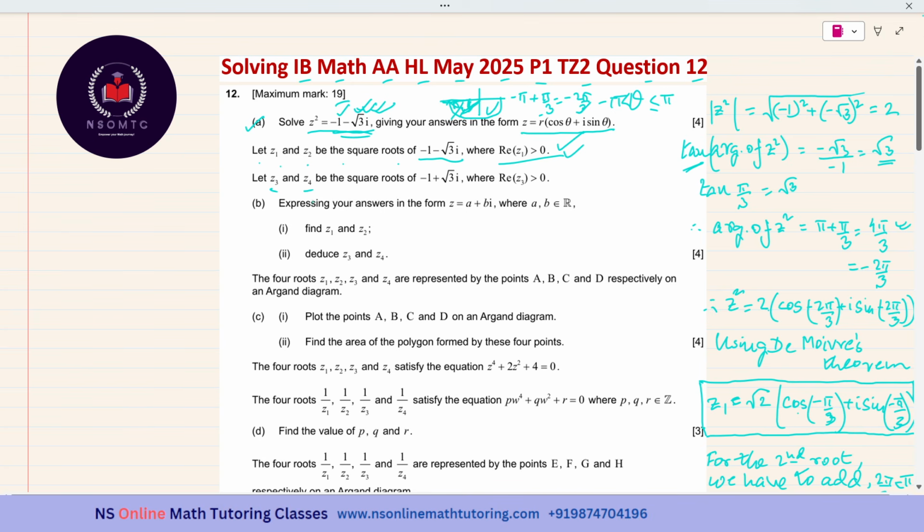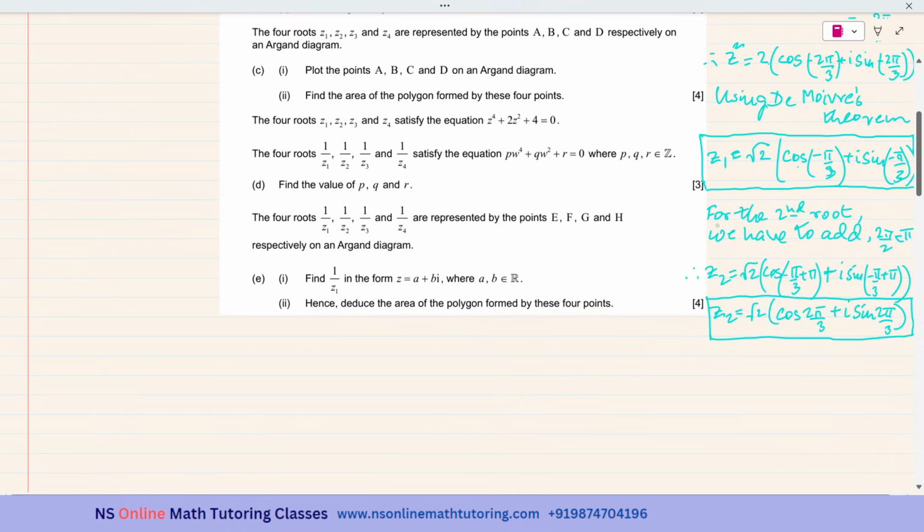And let Z3 and Z4 be the square roots of negative 1 plus root 3i. This one is the complex conjugate of this number, where the real part of Z3 is greater than 0. Subpart B is saying, expressing your answers in the form of z equal to a plus bi, that is the Cartesian form, where a and b are real numbers. Subpart i is saying find Z1 and Z2. Okay, so because I can see the two roots over here, let me write the answer for subpart B over here.